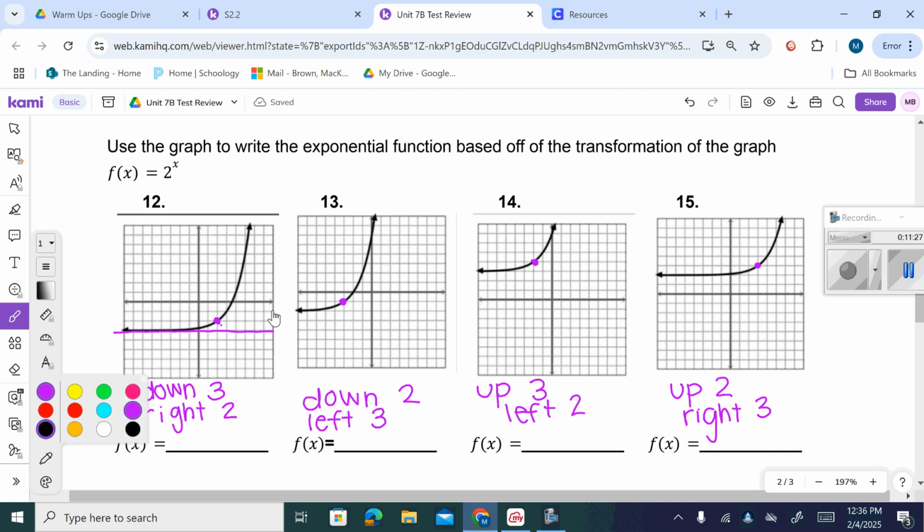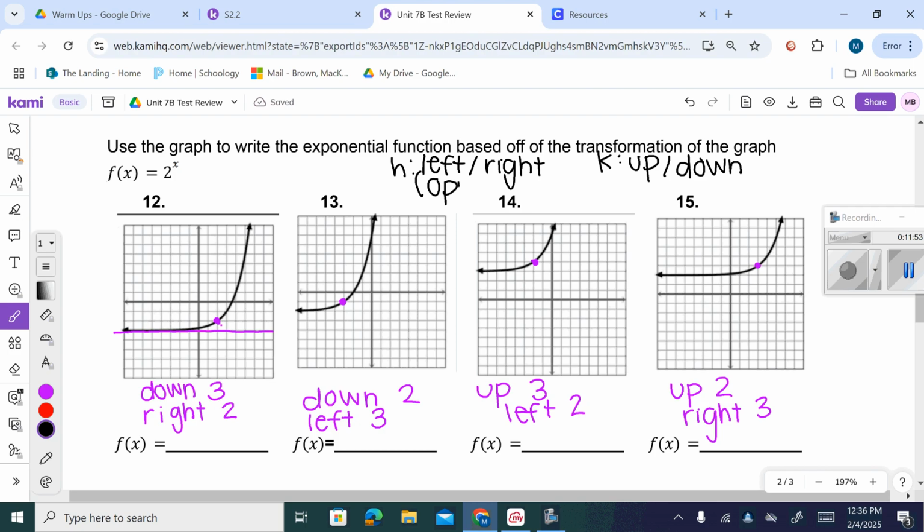Okay? So I'm going to give you a little refresher. You've got an H, and you've got that other variable, K. Which one is up and down? K is up and down, which means that H is what direction? Right and left. Which one do you do the opposite on? H, you do the opposite.